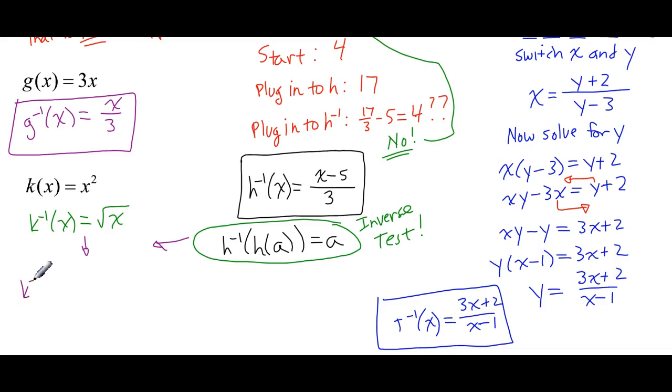If I take k inverse of k of x, that means I'm going to be doing the square root of x squared. Does that come out to be x? Think back to when we were learning how to work with roots. You might realize, oh my goodness, there's a problem here. The square root of x squared is not x. The square root of x squared is the absolute value of x.